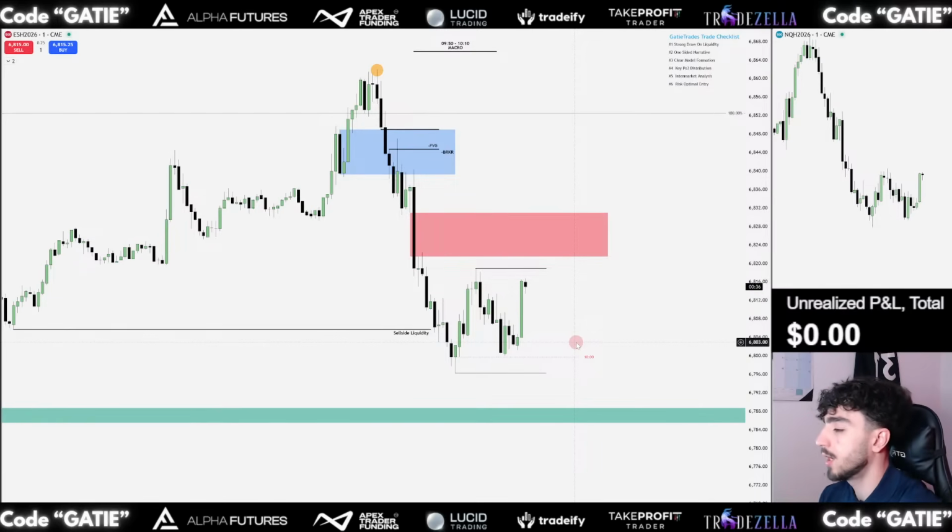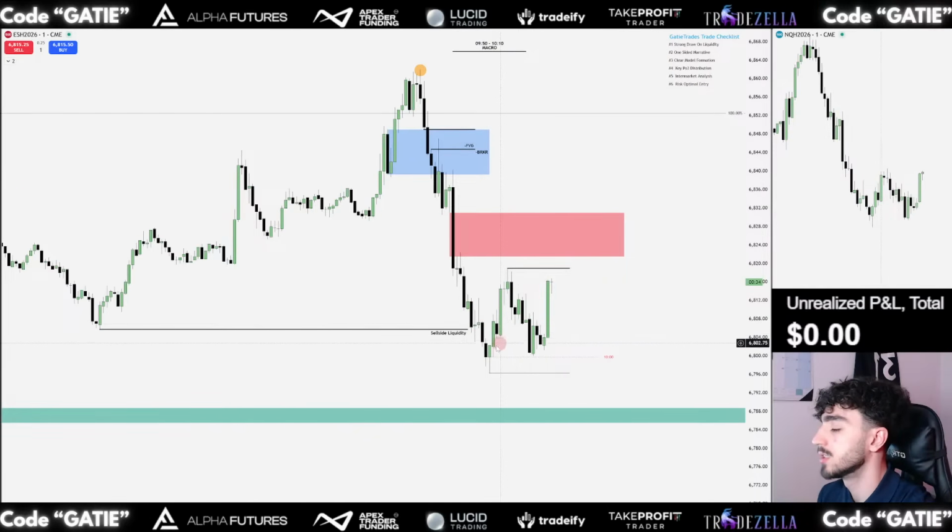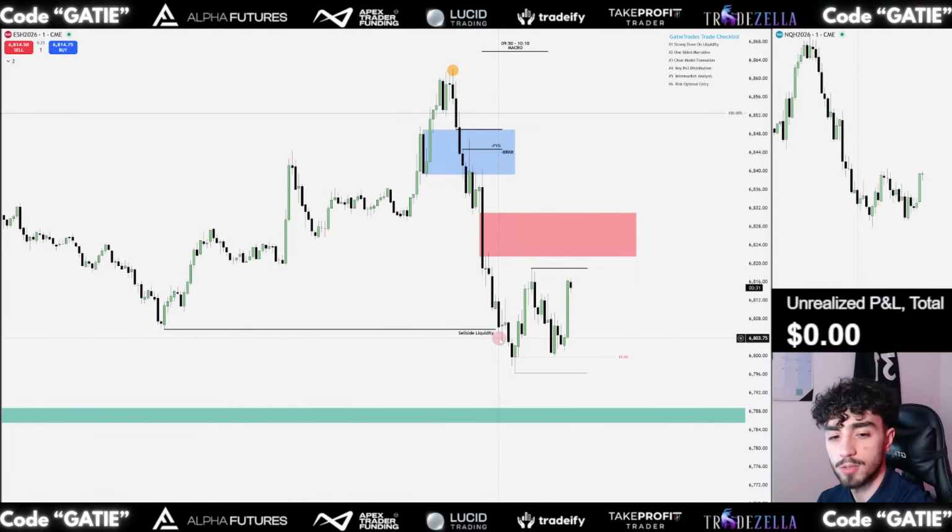The last 20 minutes have been so odd. It's not odd at all. We took sell side. It makes sense that we're going to see some consolidation. It's not odd at all.